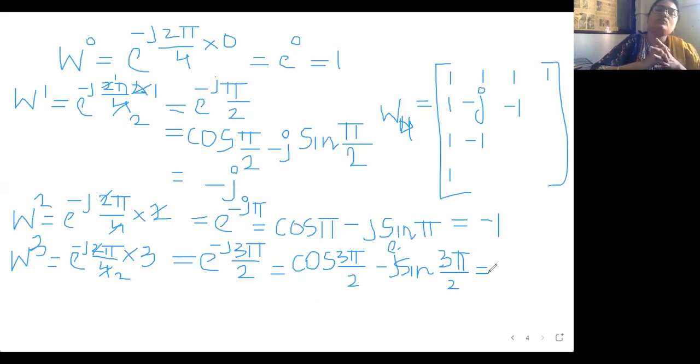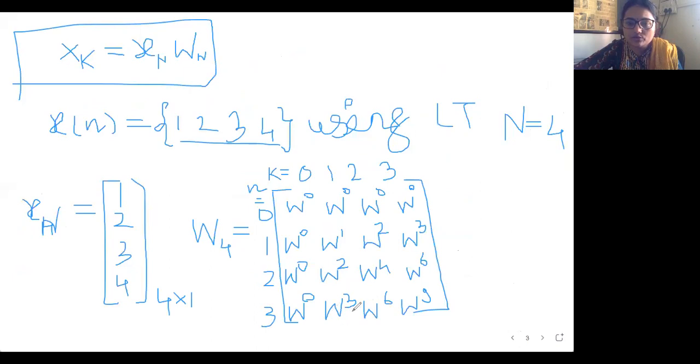What is cos 3 pi by 2? It is 0. And what is sin 3 pi by 2? It is minus 1. Since sin 3 pi by 2 is minus 1, minus minus will be plus. So the answer for W raised to 3 is plus j. I will write here the value we have calculated, plus j. W raised to 3 is also present over here again, so we'll write this.